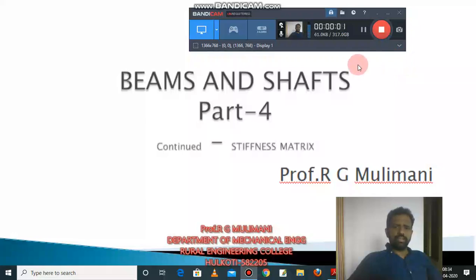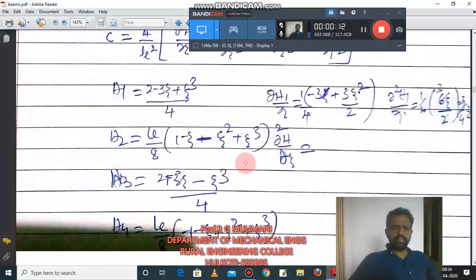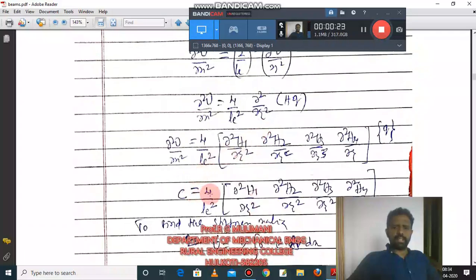Okay, welcome you all to this continued session on the derivation of the stiffness matrix. In the previous video, we derived the stiffness matrix, that is K is equal to the integration of EI, where E is the Young's modulus, I is the moment of inertia, and C is the matrix. C is this matrix: 4 by L square, dou square h1 by dou zeta square, dou square h2 by dou zeta square, dou square h3 by dou zeta square, dou square h4 by dou zeta square.